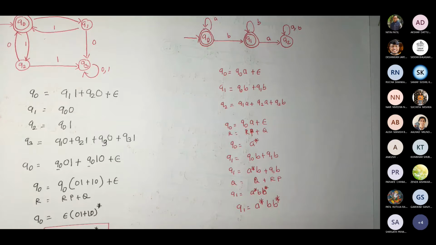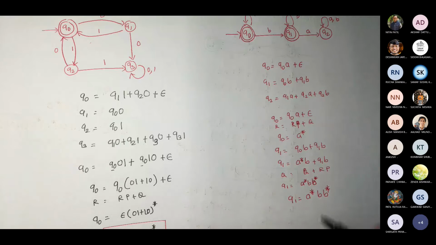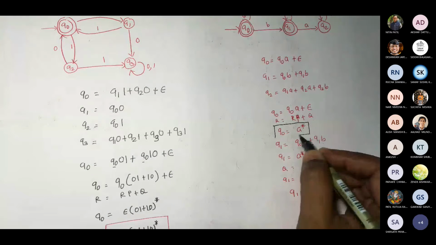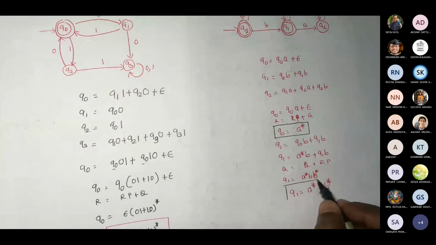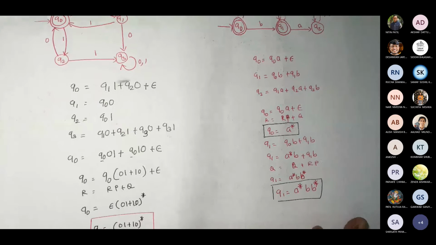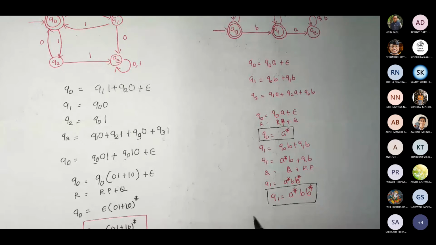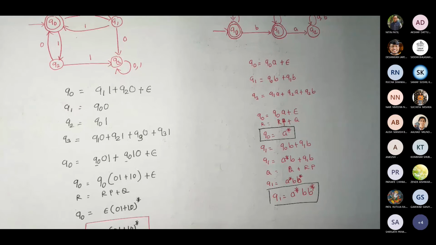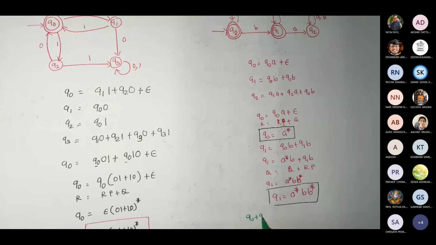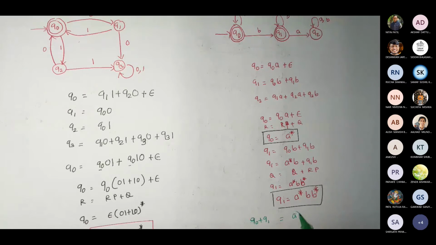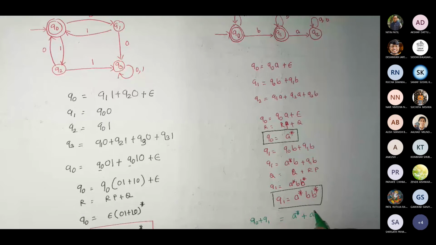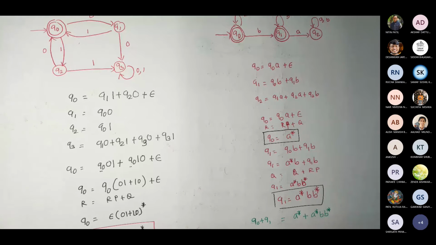Yes, sir. Okay. Now how many final states are there? So we have this and you have this. Correct. Whenever you have more than one final state, the equation would be the equation for the first final state plus the equation for the second final state. So you have Q0 plus Q1, like this. So A star plus A star B B star would be your final regular expression.